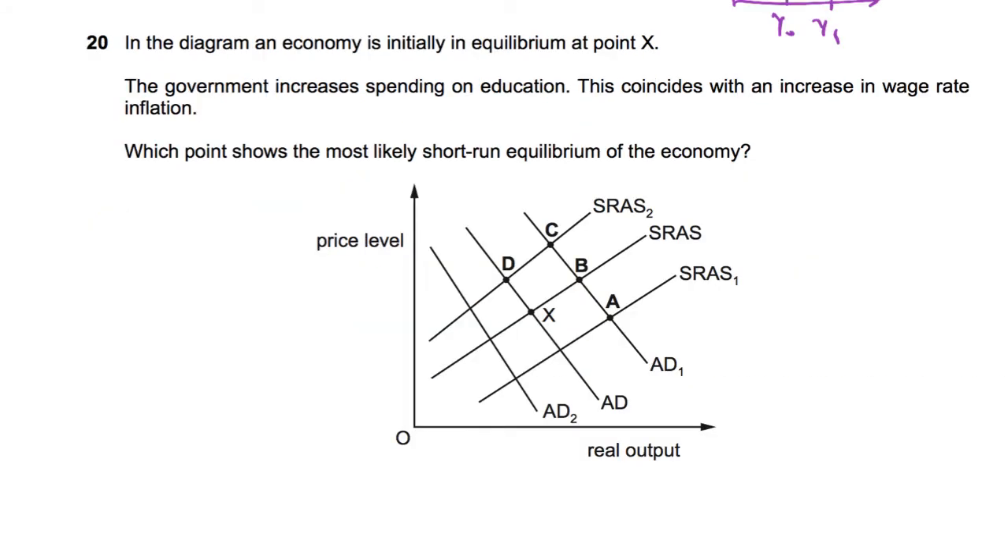In number 20, they say in the diagram, the economy is initially in equilibrium at point X. The government increases spending on education. This coincides with an increase in wage rate inflation. So basically, if we have an aggregate demand and aggregate supply curve, with the increase in wage costs or wage rate inflation, the supply curve will shift backward. So an increase in wage rate inflation results in SRAS shifting backward. At the same time, the government is increasing spending. So AD is C plus I plus G plus X minus M. So G goes up, AD goes up. So where will be the new equilibrium? And the answer is C.